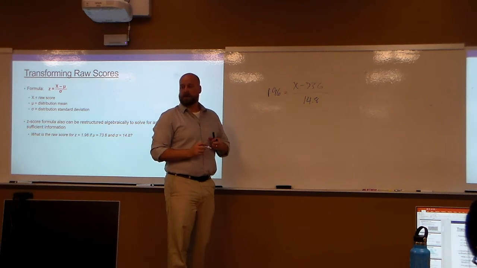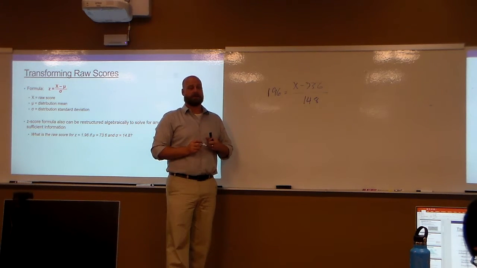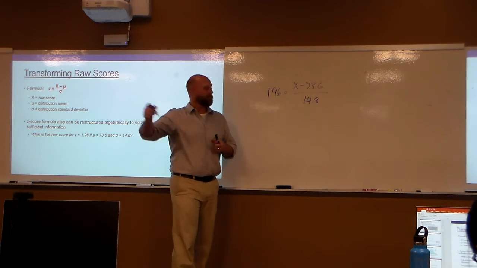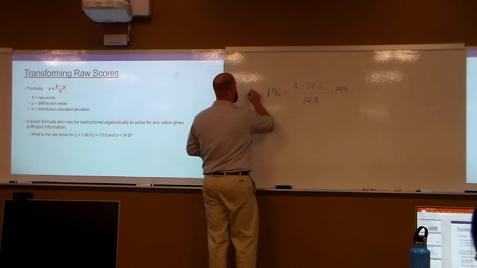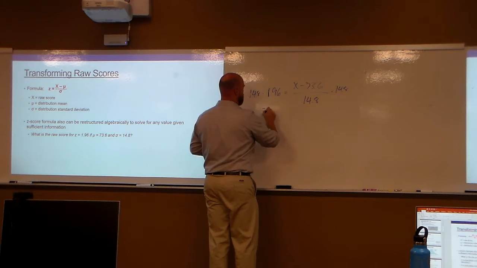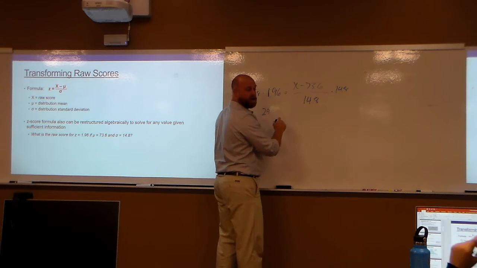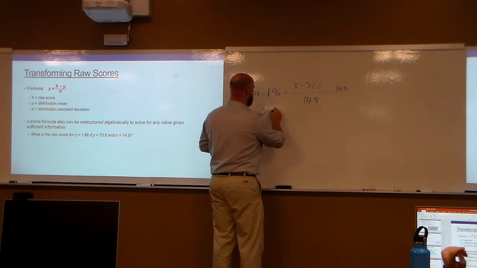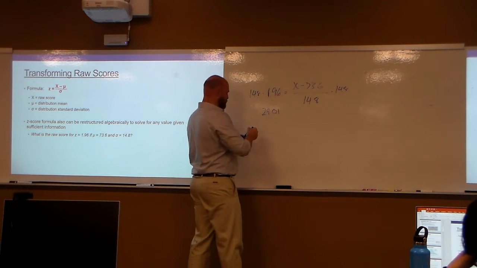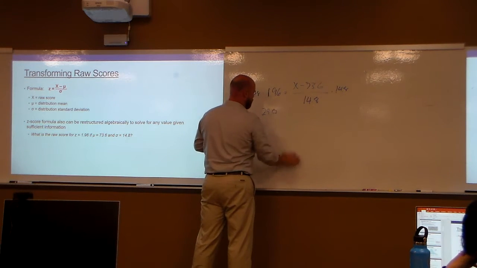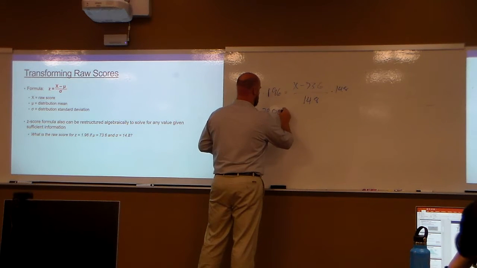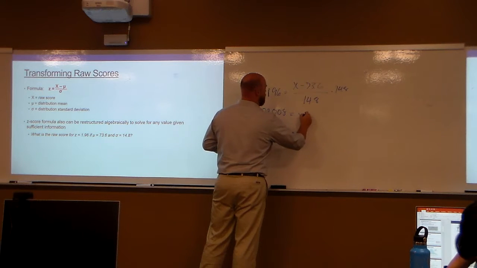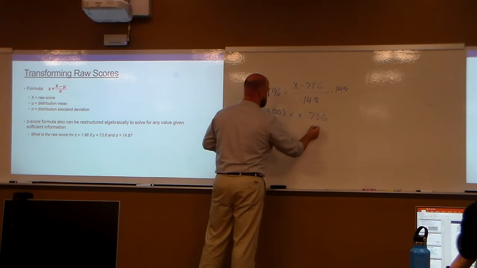How do I start to solve this? Someone help me out. Multiply the left side by 14.8. That's right, there we go. 14.8 times 14.8. Someone tell me what that is. 29.008. We'll go with that, I told you I'd round to the 3, so we're on the same page with stuff. 29.008 equals x minus 73.6, right?